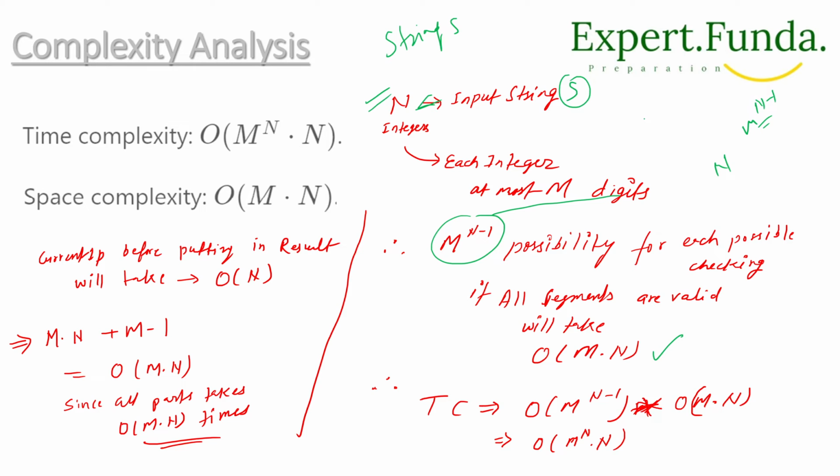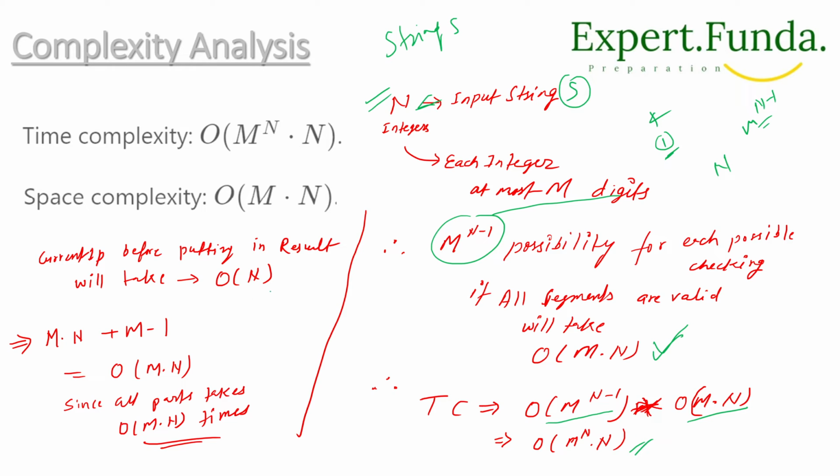Let's say we have 4 digits. In the 4 digits we check with the 1, whether it has 1 digit. We check for all the segment possibilities, so that will go to O of m into n. For the total complexity, it will be m to the power n minus 1 and m to the power n, and then we return m to the power n into n.